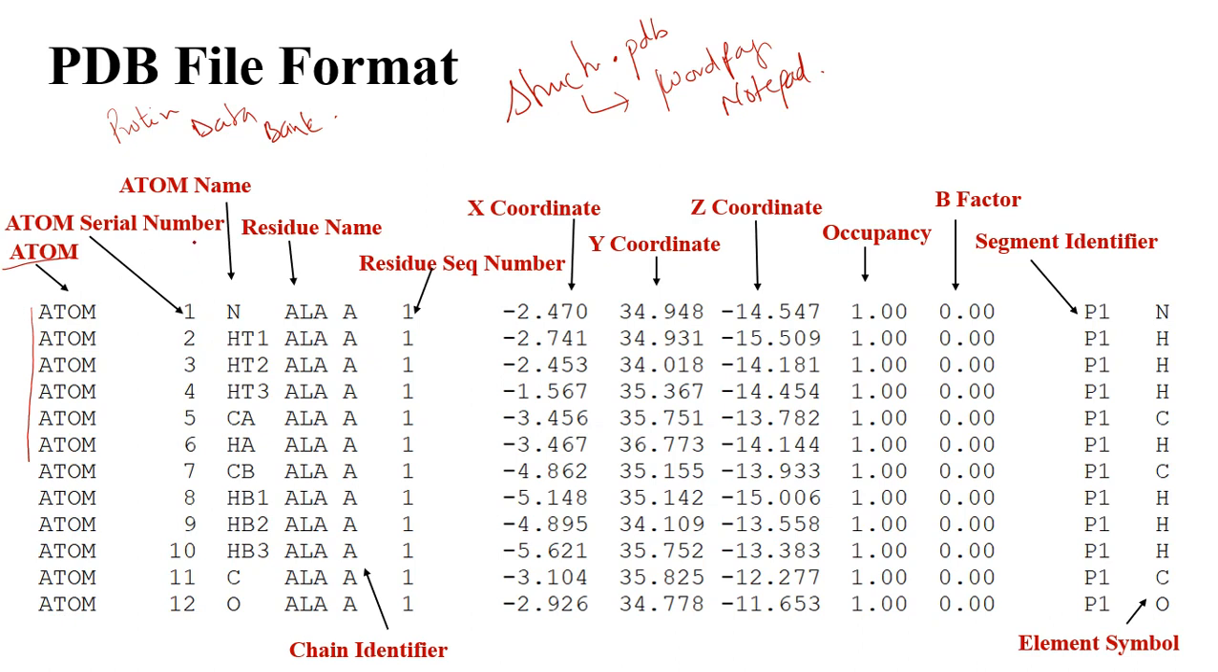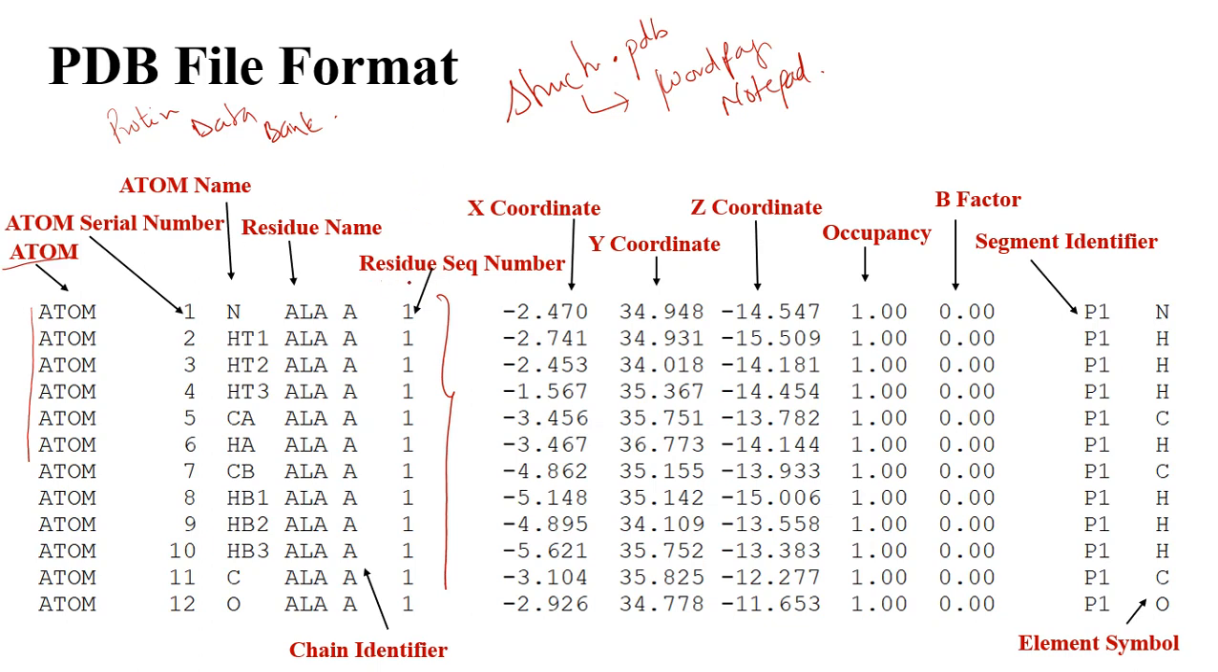Now the second column is the atom serial number: 1, 2, 3, 4, 5, 6. Then I'll come to the atom name. Just see the residue name. It is just ALA, alanine. But see here, it is the residue name and the residue sequence number. Here it is 1, meaning this is telling about this, but I will come back again, don't get confused.